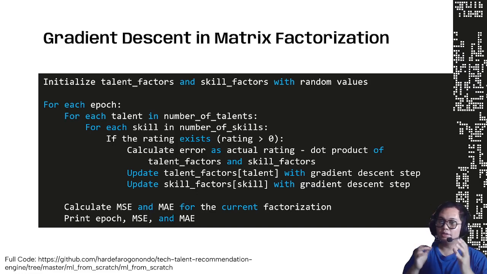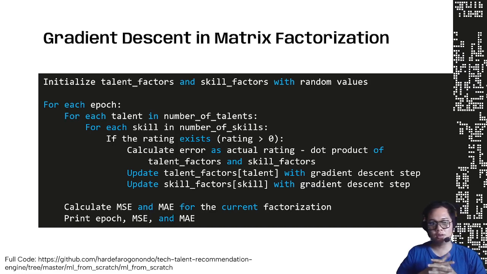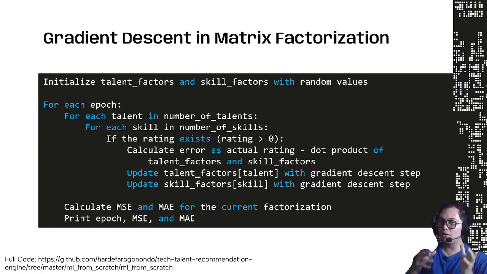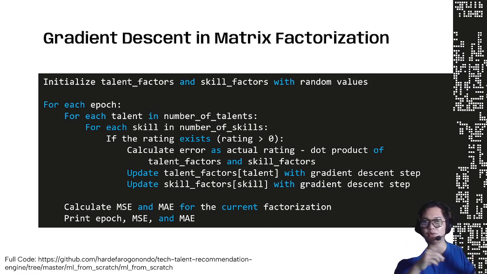So this initialization with random values will result in, let's say, an unreproducible model, since we are using random values and then training, and each training will result in a different model, unlike the previous one with the alternating least squares. Well, let's go back to our gradient descent. For each epoch, for each talent in number of talent, for each skill in number of skills, if the rating exists, more than zero, calculate the error as actual rating minus the dot product of talent factor and skill factors, just like in our math in the gradient descent.